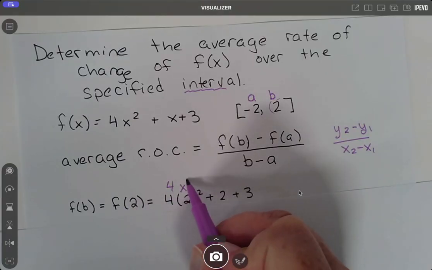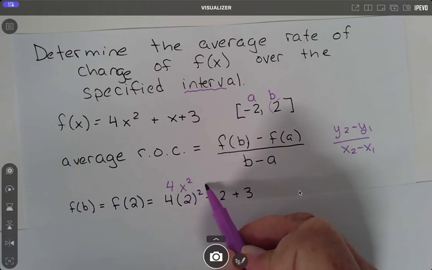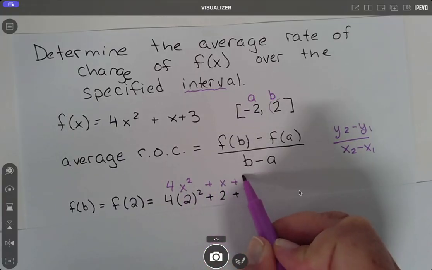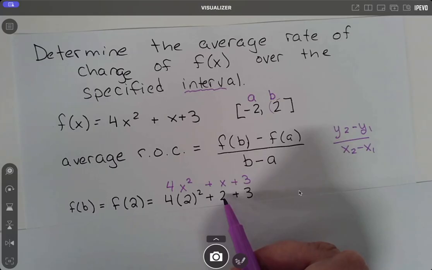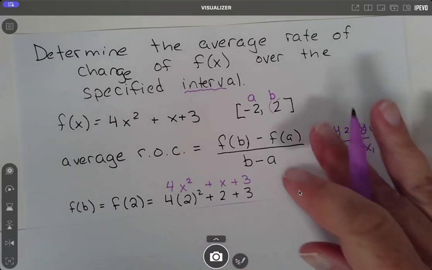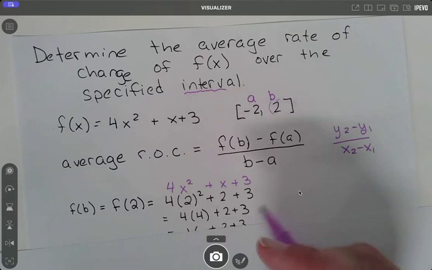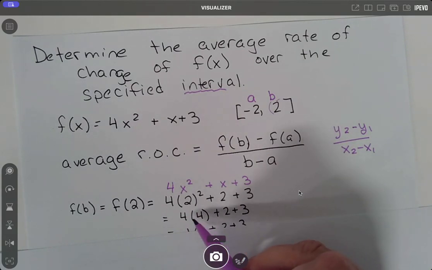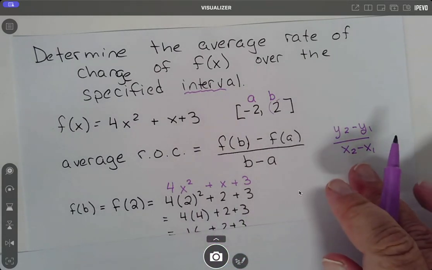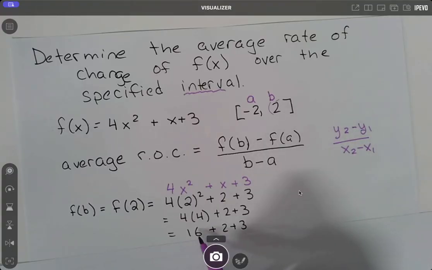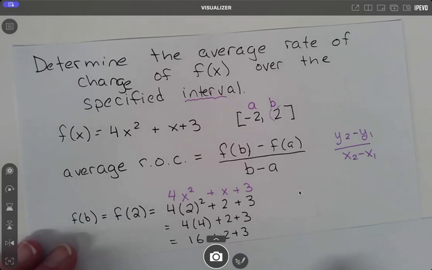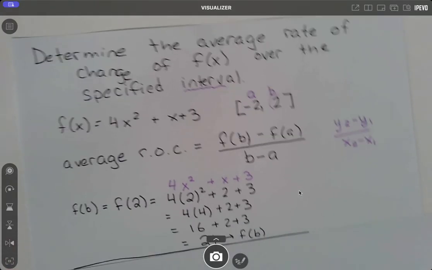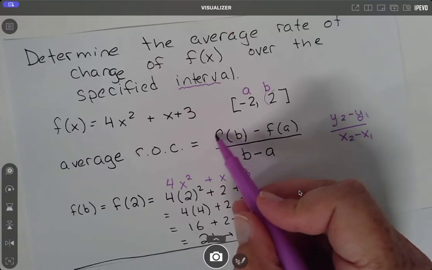Remember our function, our equation was 4x squared plus x plus 3. So I put a 4 and I replace the x with a 2, so I have 4 times 2 squared plus 2 plus 3. From there I do the math. 2 squared is 4. So 4 times 4 plus 2 plus 3. 4 times 4 is 16. Then 16 plus 2 is 18, plus 3 is 21. So what I just found there is that 21 is f of b.